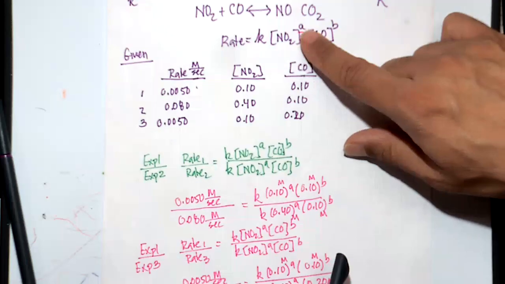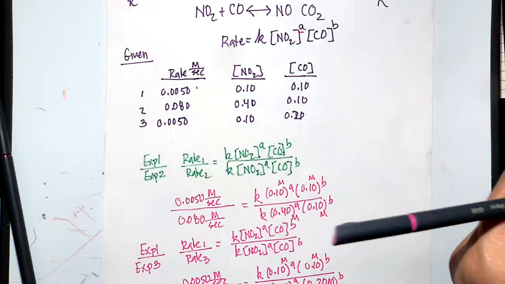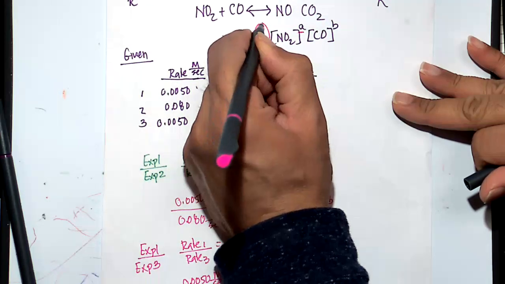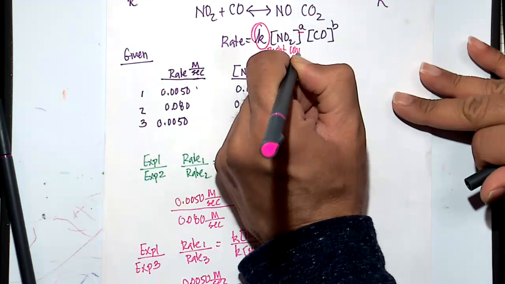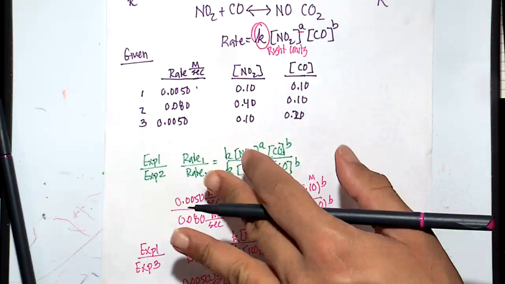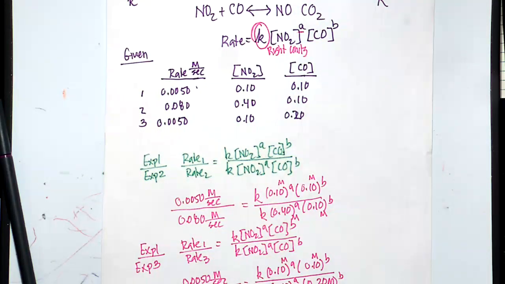And then once you find exponent A and exponent B, you're going to have to figure out K, okay, with the right units. So before you take your exam, make sure that you're comfortable doing a problem of this sort, because there'll be a rate law problem like this on the exam.